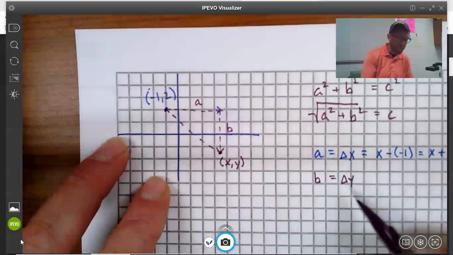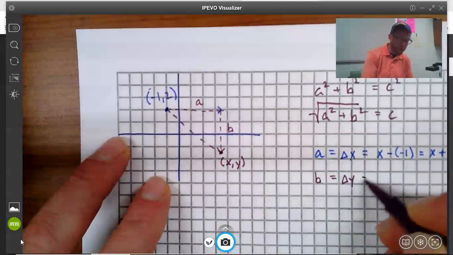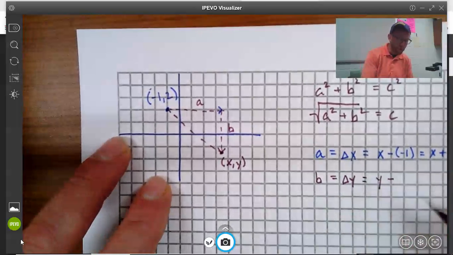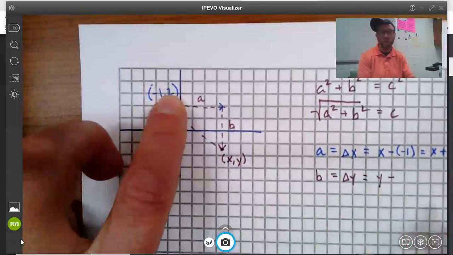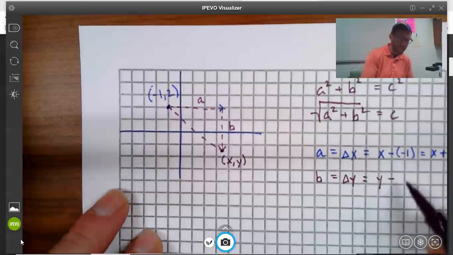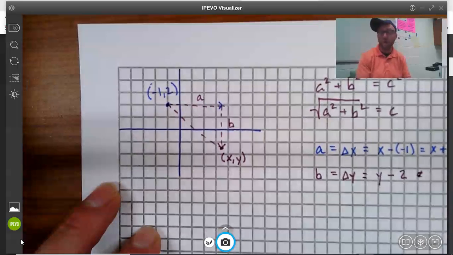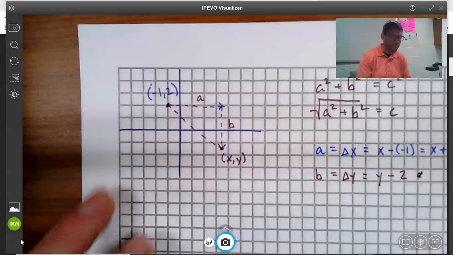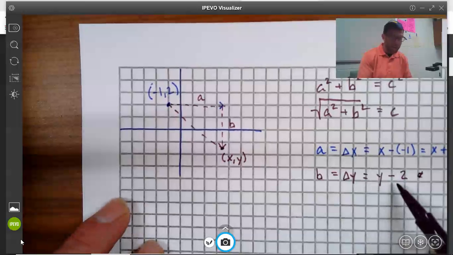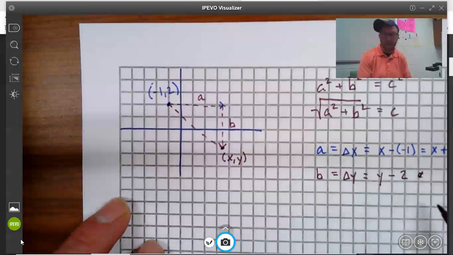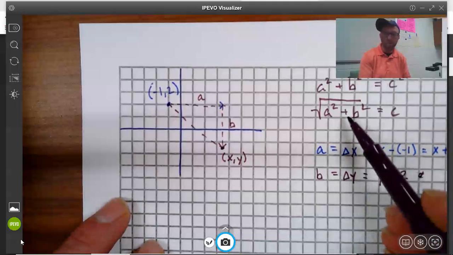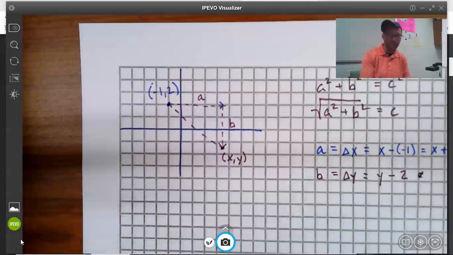Well, we take our something, which is our new point, whatever it happens to be, and we subtract our original y coordinate, which is 2. And there's no simplifying there, since y minus 2 is fine the way it is. So this is our b, and this is our a. And now we just need to plug those into our Pythagorean theorem formula up here.